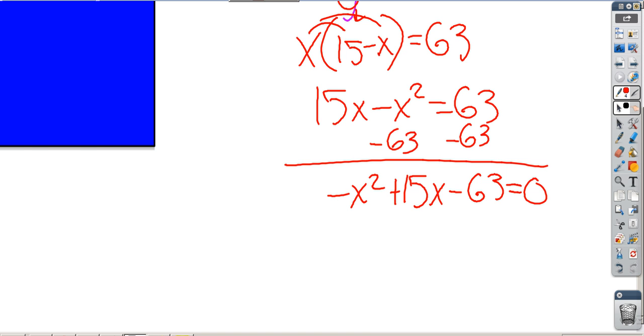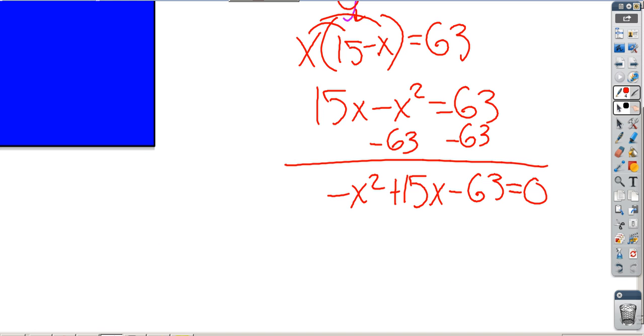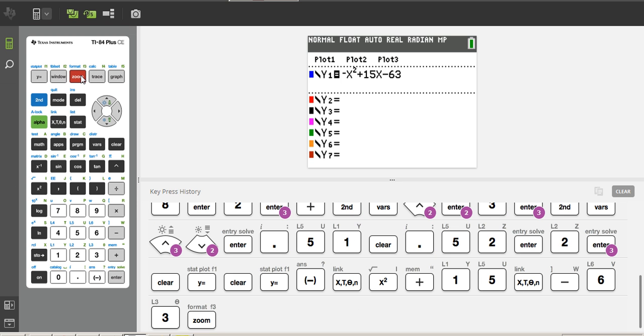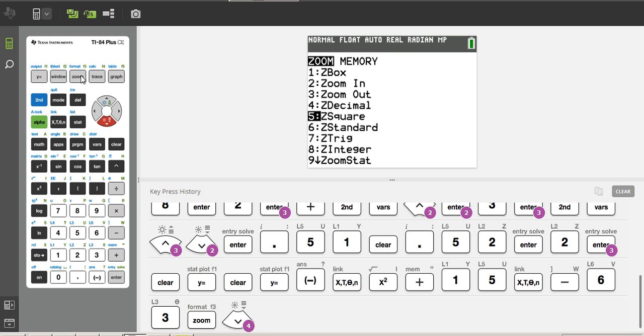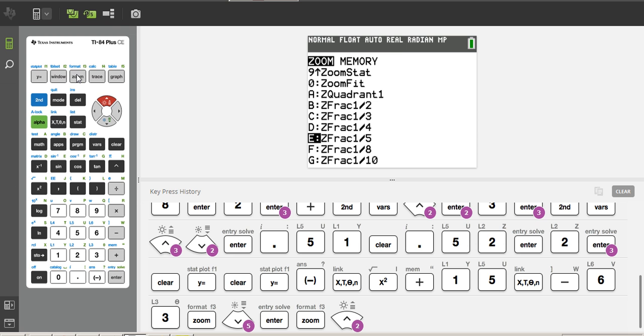So we go to our TI-84, we go to y equals negative. I click the negative button, not the subtraction button, that's important. Negative x squared, and then what's the rest of our equation, plus 15x, and then we have minus 63. We'll go to zoom, and then zoom standard, to see if we get a good picture. And that wasn't a great picture, let's go to zoom fit.